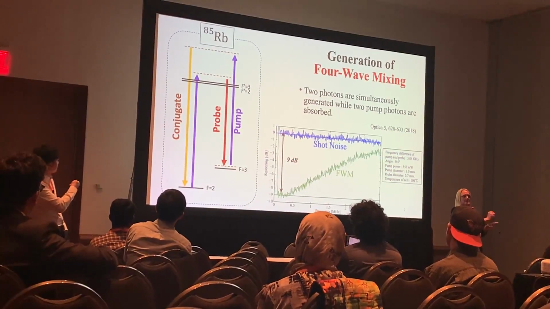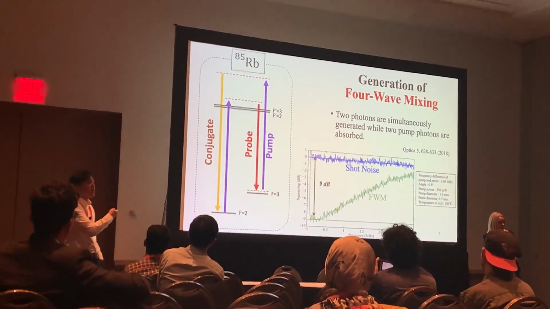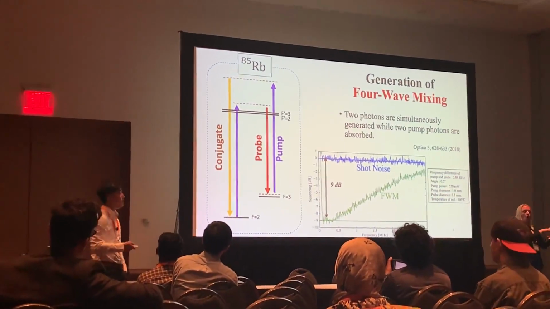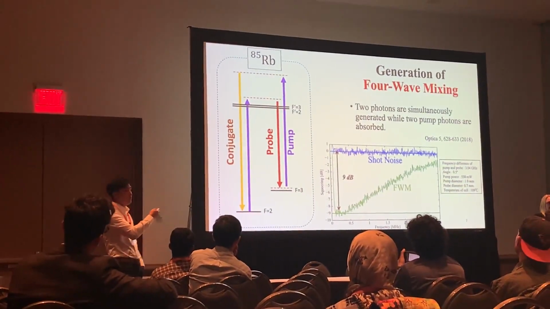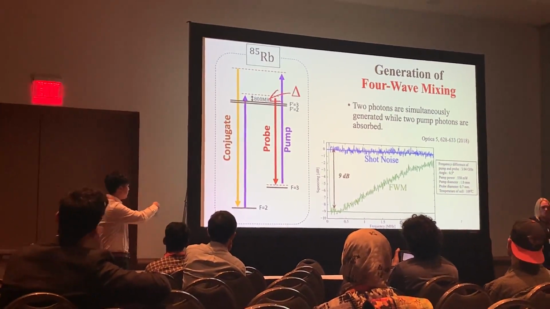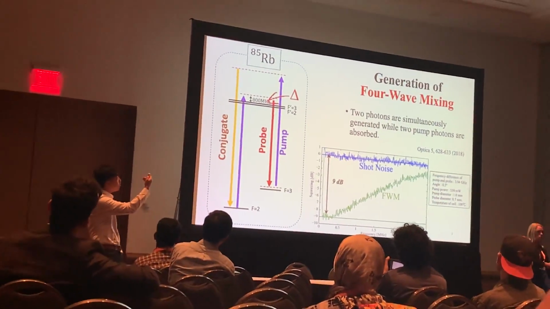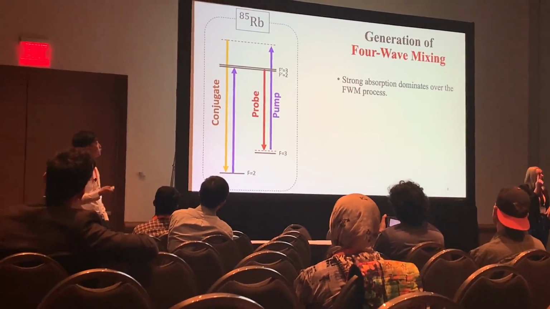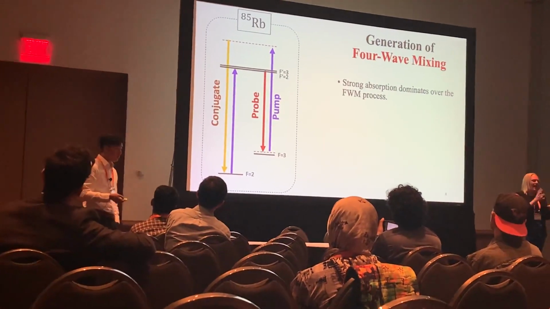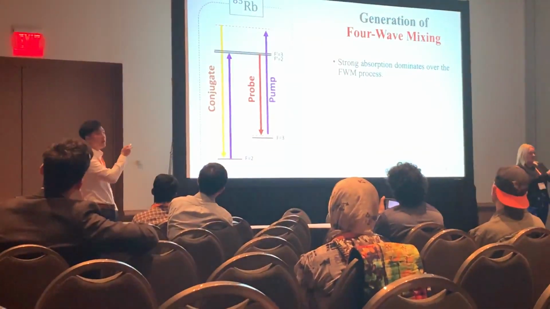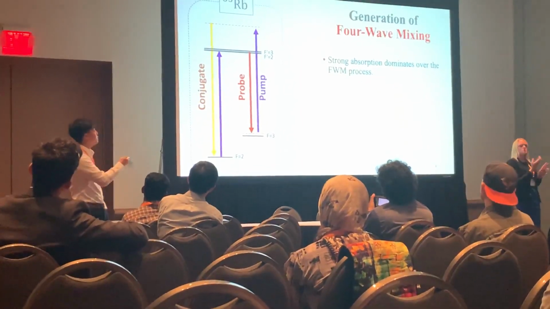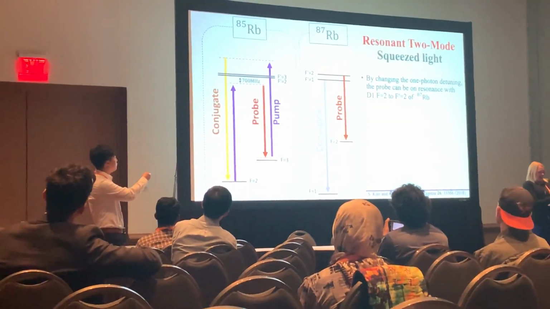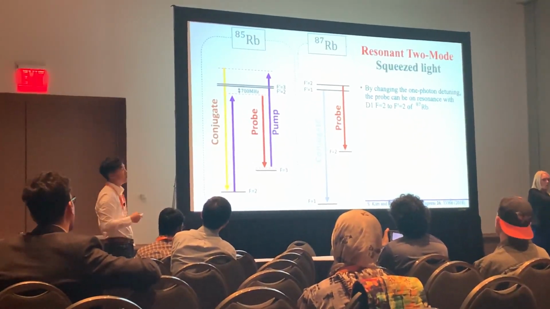When you measure the conjugate and feed forward to the probe, our probe is still off resonance to the transition. So we want to make it single-mode squeezed light on resonance, so we can try to tune the one-photon detuning, which is the detuning from the ground state to the excited state. However, because of the strong absorption, we cannot really get any squeezed light out. So instead of trying to tune it on resonance, we take advantage of the fact that rubidium has a different isotope, rubidium 87. We can tune the one-photon detuning a little further so that we can tune the probe to be resonant with the F=2 to F'=2 transition of rubidium 87.